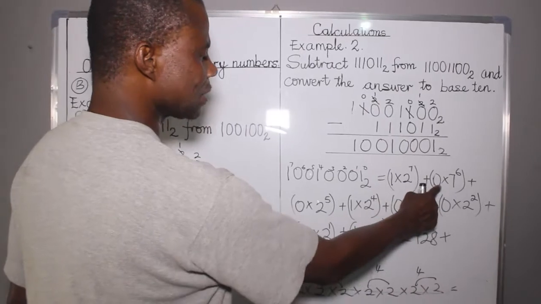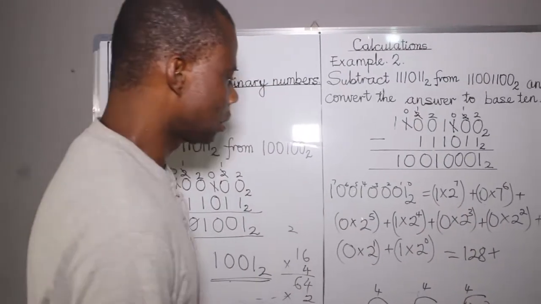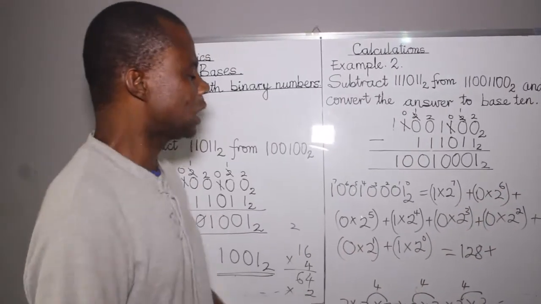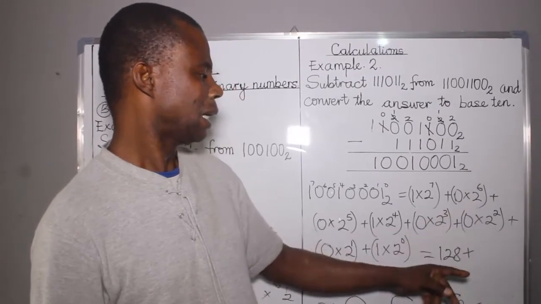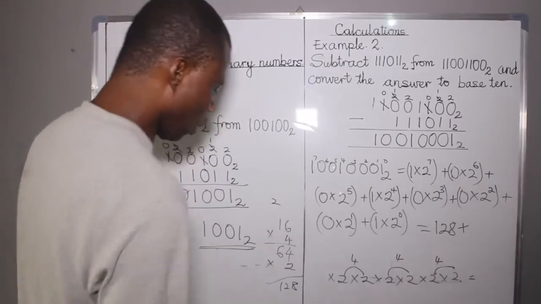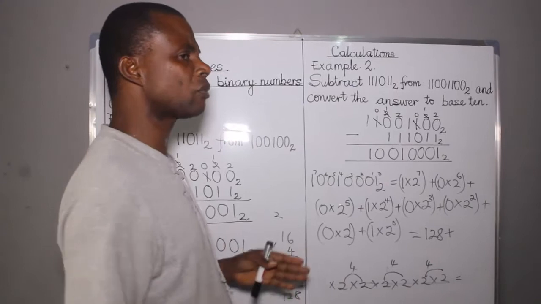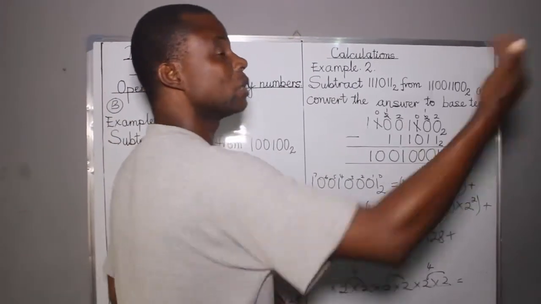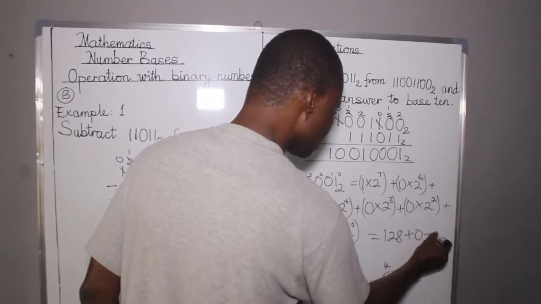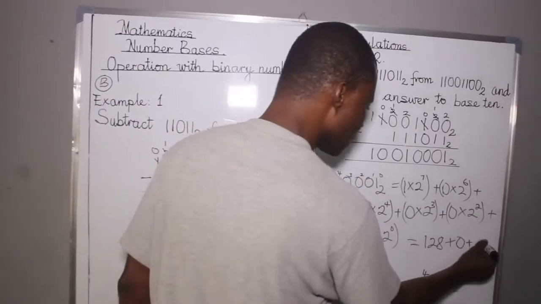Then we have 0 times 2 to the power of 6. This 2 is to multiply itself 6 times. But what would that give you? It will give you 64. 64 times 0 is 0. So you don't need to even bother yourself multiplying the 2 in 6 places, because it's going to multiply 0. So you just write 0. Same thing here. 2 multiplied by itself 5 times, times 0, is going to give you 0.